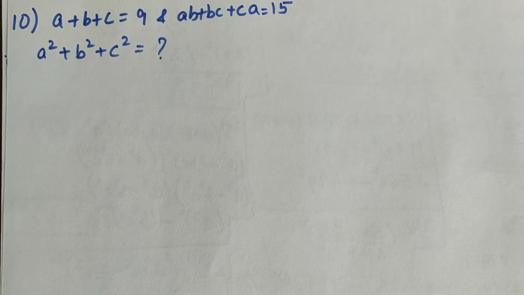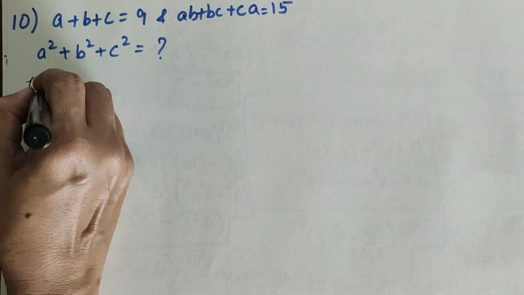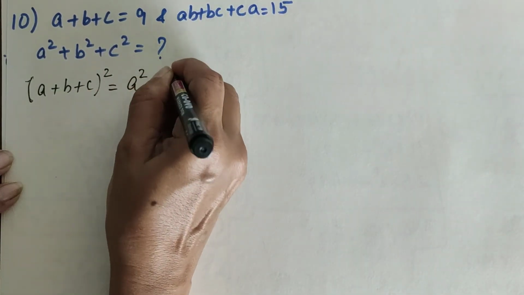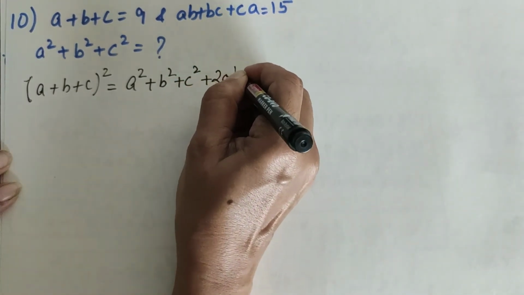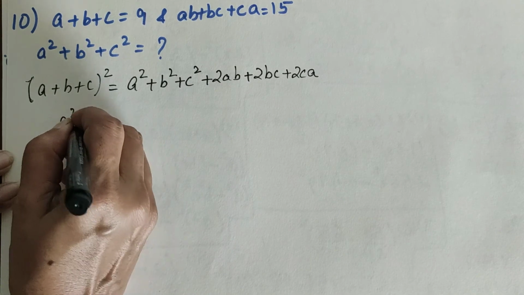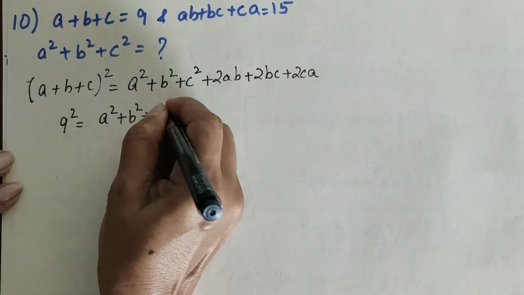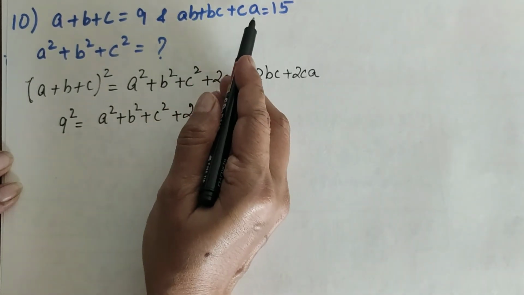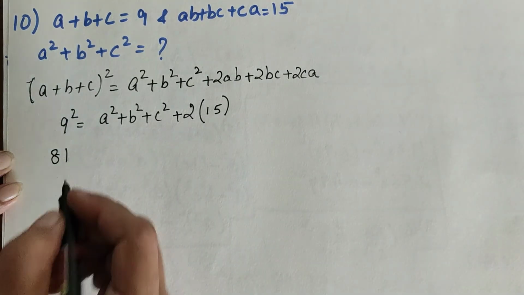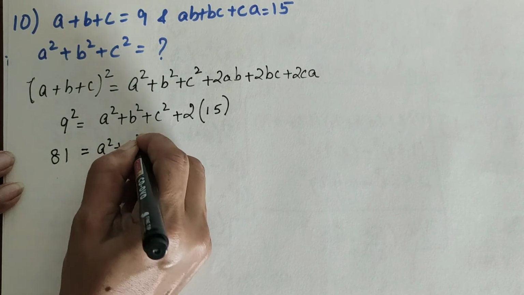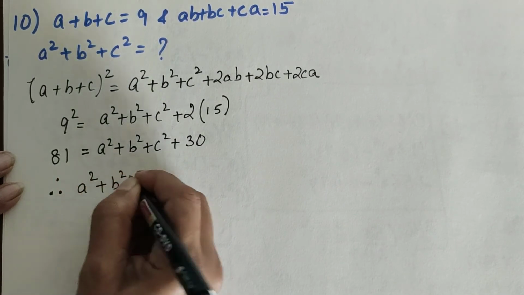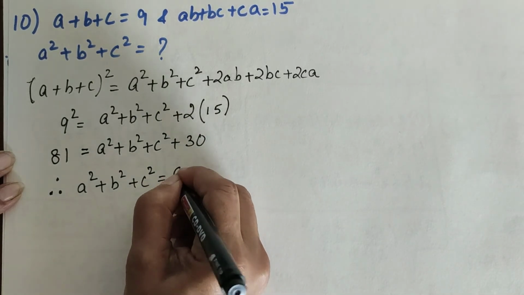Okay, so the same expansion I will apply for (a plus b plus c) the whole square, which gives me a square plus b square plus c square plus 2ab plus 2bc plus 2ca. a plus b plus c is 9, so 9 square is equal to a square plus b square plus c square plus, you take the 2 out, and ab plus bc plus ca is 15, so I'll write bracket 15. 81 is equal to a square plus b square plus c square plus 30. Therefore, a square plus b square plus c square is equal to 81 minus 30, which is 61.